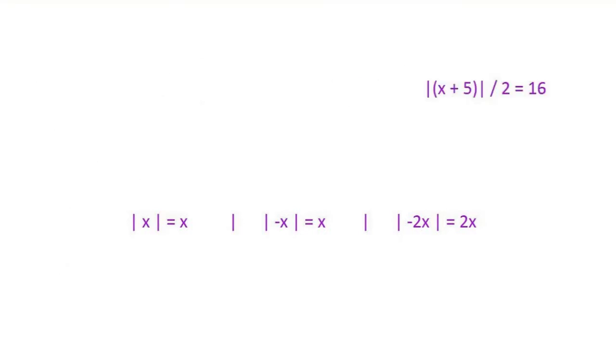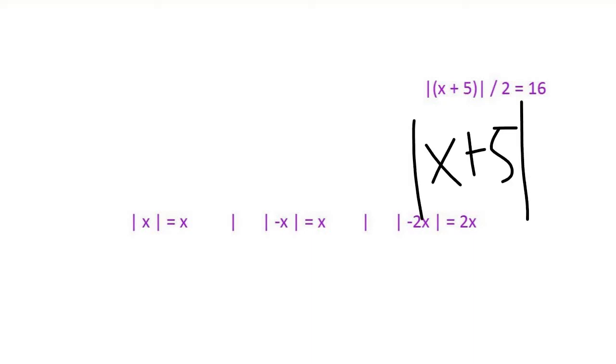Alright, the last example problem I have for you today is the absolute value of x plus 5, all that divided by 2 is equal to 16. So before we can break these up into two different equations, we have to simplify it a little bit. So we just multiply 2 by each side, so we get the absolute value of x plus 5 is equal to 32.